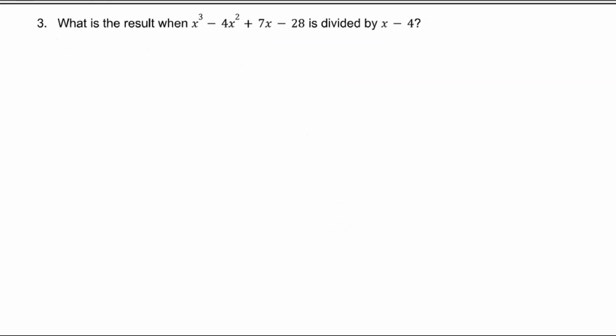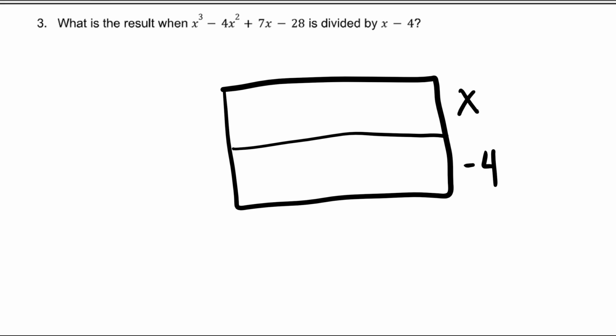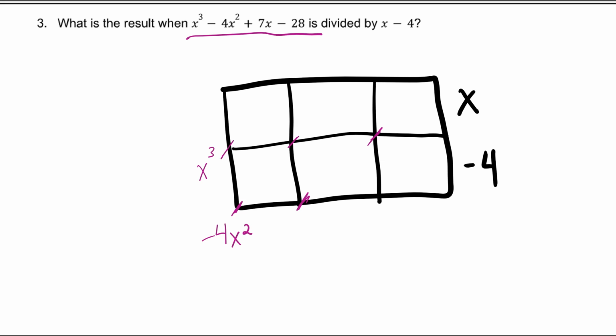Number 3. What is the result when x cubed minus 4x squared plus 7x minus 28 is divided by x minus 4? Well, the process remains the same. Set up my boxes. I'm dividing x minus 4 into it, so that's going to go on the right-hand side. I'm going to put that cubic polynomial along the diagonal there. x cubed for my first term, -4x squared for the second, 7x, and -28. I'll start with the top left-hand side, and I'll keep going.